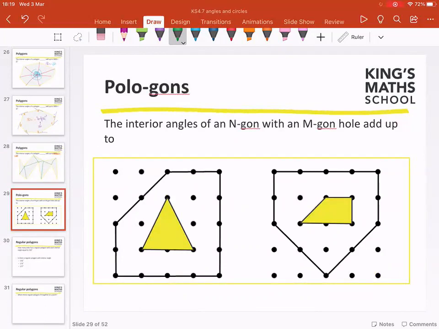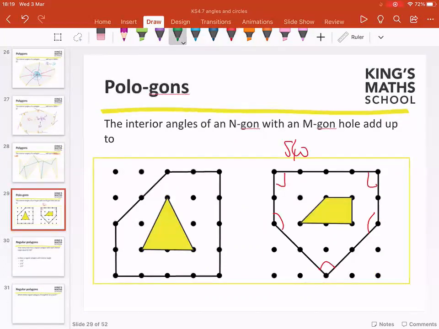So polygons with holes in. So what would we do here? Well, slightly when you think about how we're defining interior angles, but what I would do is just say, well, look, they're all the same. So I've already got 90, 90, 90, and 2, 1, 3, 5. So I've already got 540, which is what I expect, because it's a pentagon.